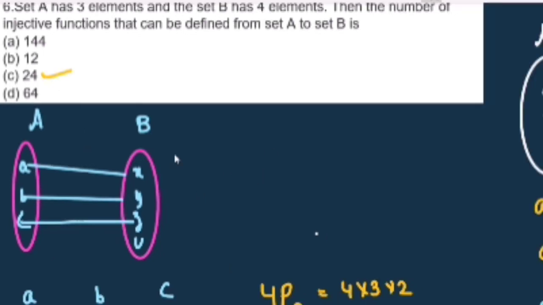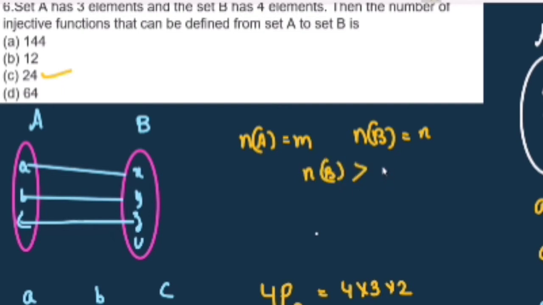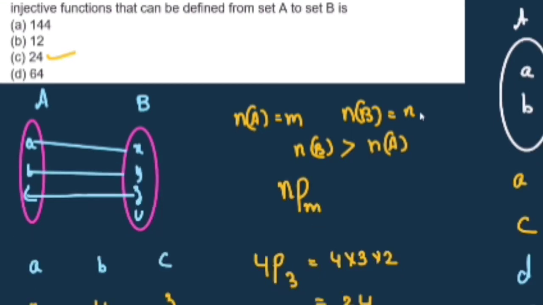So in general, if n(A) is m and n(B) is n, make sure that n(B) is greater, only then can you form a one-to-one function. n(B) should be greater, and the number of injective functions will be nPm. The formula is nPm.